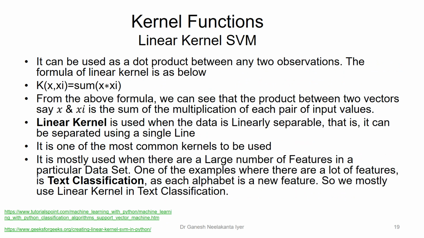Let's see some examples of kernels. Not everything, okay? Only two. The simplest kernel is the linear kernel. It can be used as a dot product between any two observations, which looks like this: K(x, xi) is the sum of x times xi. So we can see that the product between two vectors is the sum of the multiplications of each pair of input values. So linear kernel is used when the data is linearly separable, that is, it can be separated using a single line. Wide usage is on text classification. Each alphabet is a new feature.